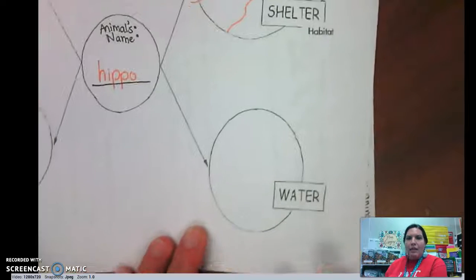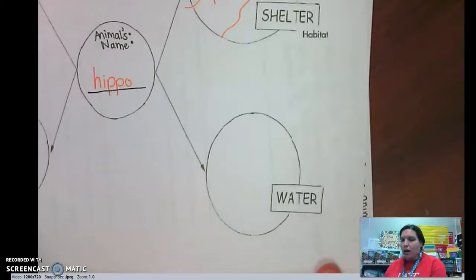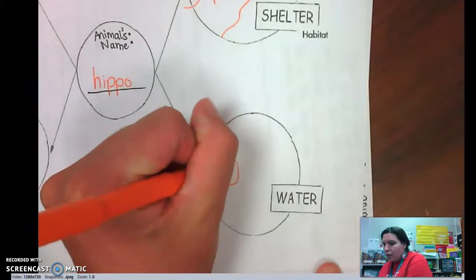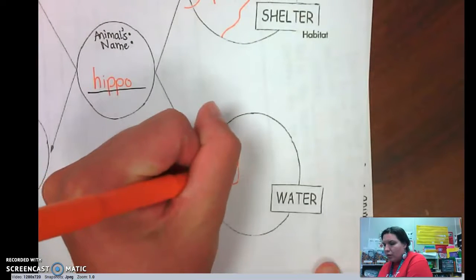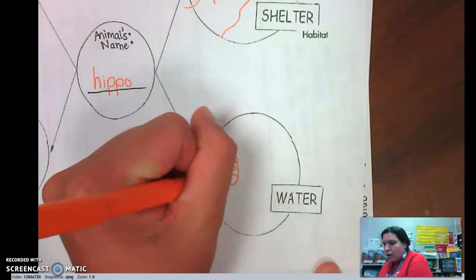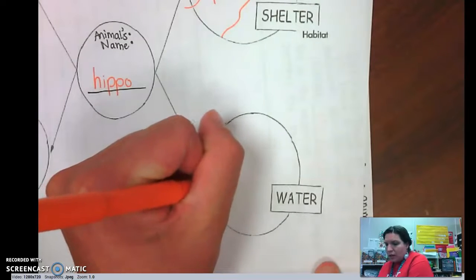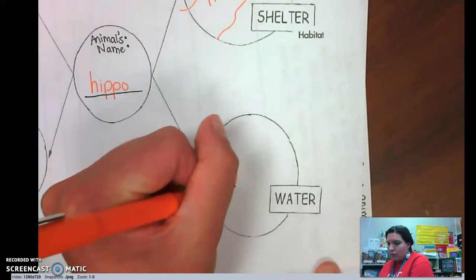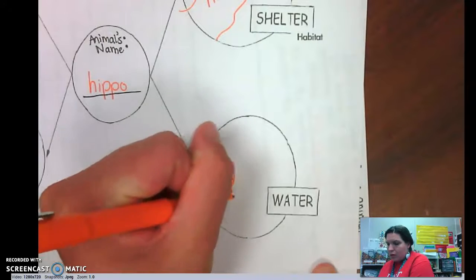And then in the last box, I'm going to draw some water. And in fact, I'm going to draw a hippo drinking the water. Because maybe your animal that you pick has a special way of drinking. And they've got really long tongues.